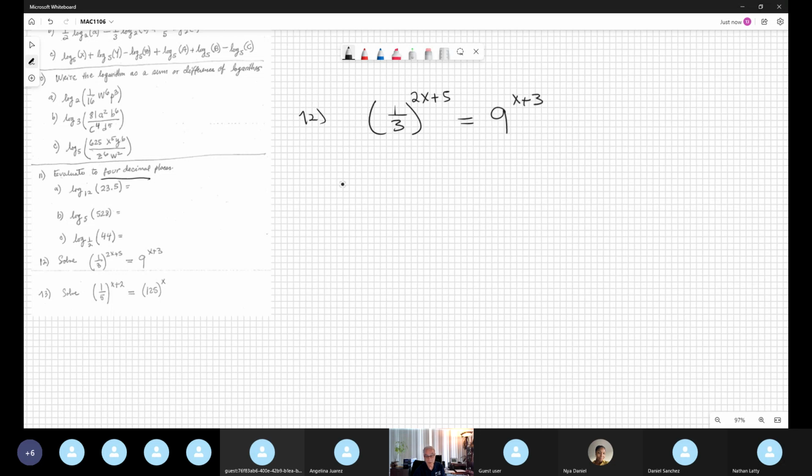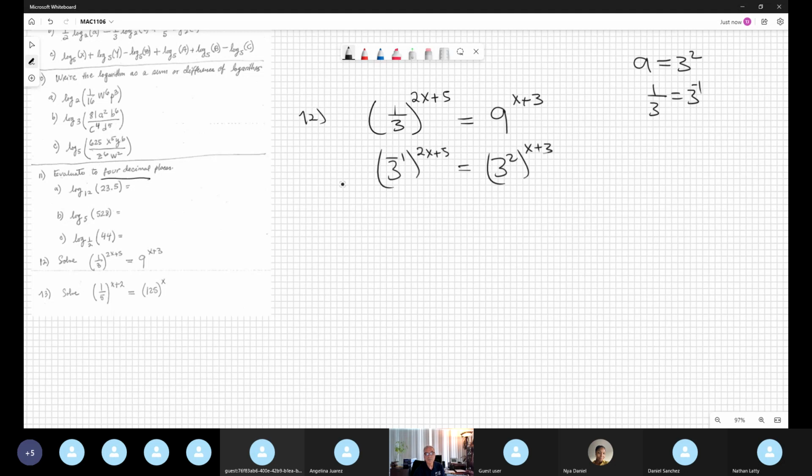This is a classical exponential equation, because the unknown x is located in the exponent. But you know 9 is 3 to the 2nd, and 1/3 is 3 to the negative 1, the reciprocal. So we can find a common base, in this case 3. We take advantage. So now I copy: not 1/3 anymore, it's 3 to the minus 1, raised to the 2x plus 5, equal to 3 to the 2nd power, not 9, raised to the x plus 3.